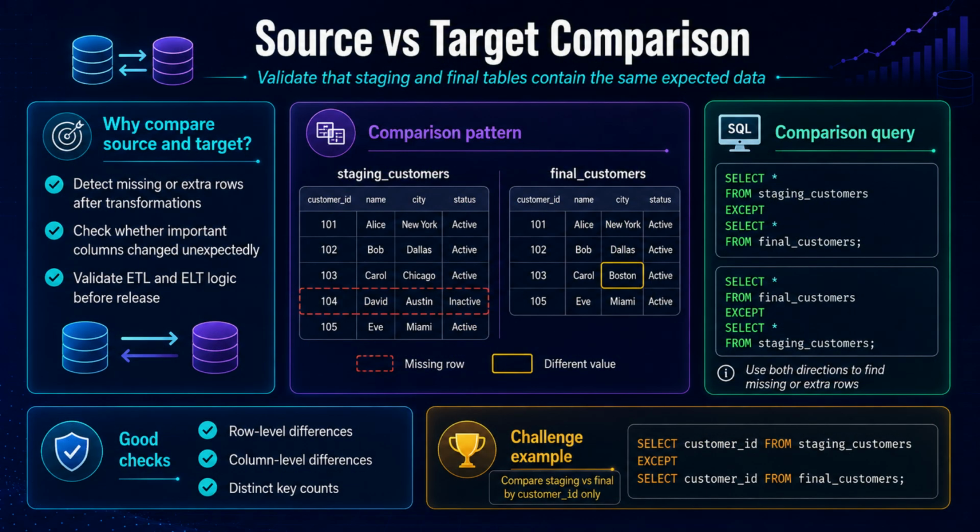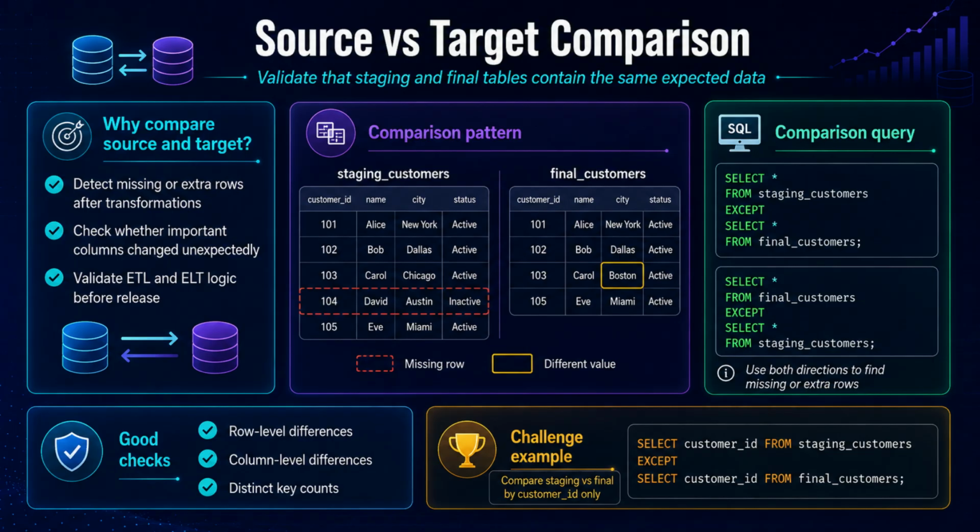The next topic is source versus target comparison, a powerful validation technique for checking whether 2 tables contain the same expected data after a transformation, load, migration, or production release. In simple terms, this check answers an important question. Did the data arrive in the target table exactly as expected?